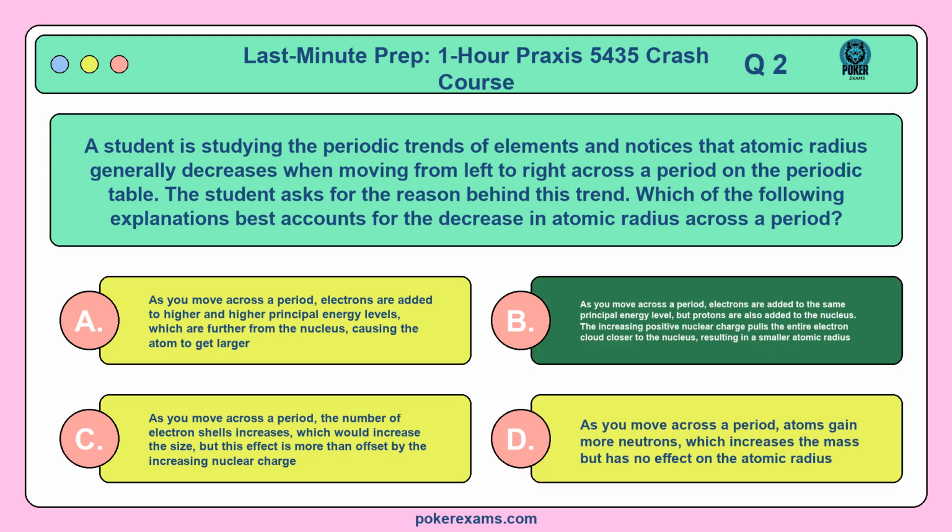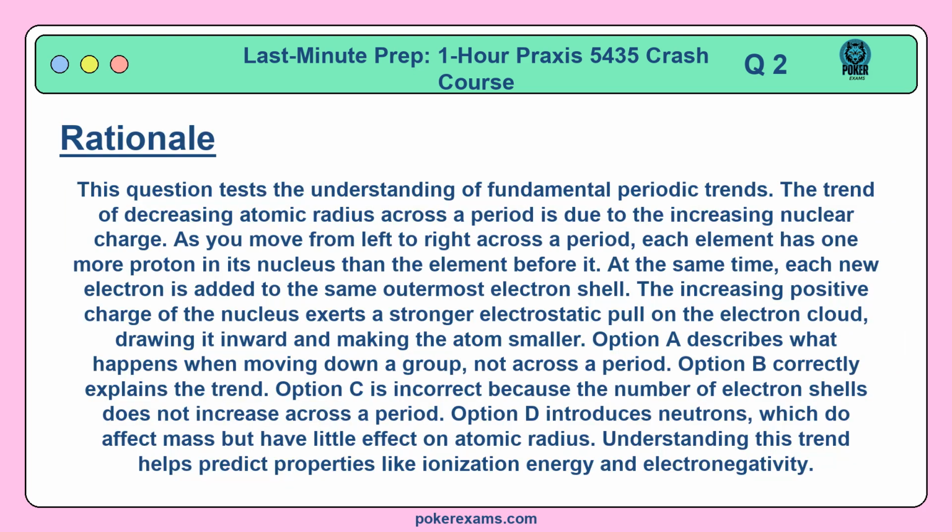The correct answer is B. This question tests the understanding of fundamental periodic trends. The trend of decreasing atomic radius across a period is due to the increasing nuclear charge. As you move from left to right across a period, each element has one more proton in its nucleus than the element before it. At the same time, each new electron is added to the same outermost electron shell. The increasing positive charge of the nucleus exerts a stronger electrostatic pull on the electron cloud, drawing it inward and making the atom smaller. Option A describes what happens when moving down a group, not across a period.